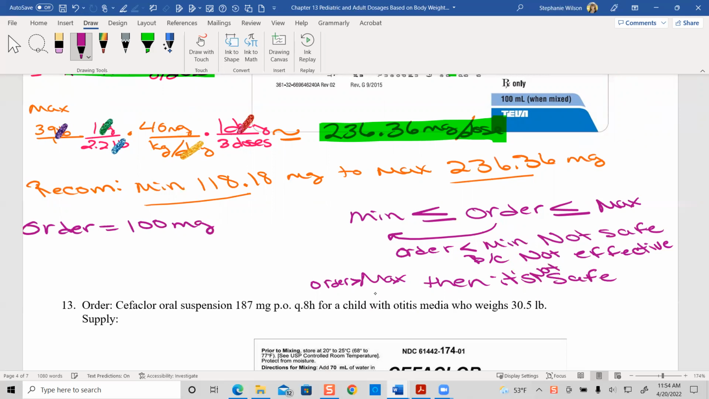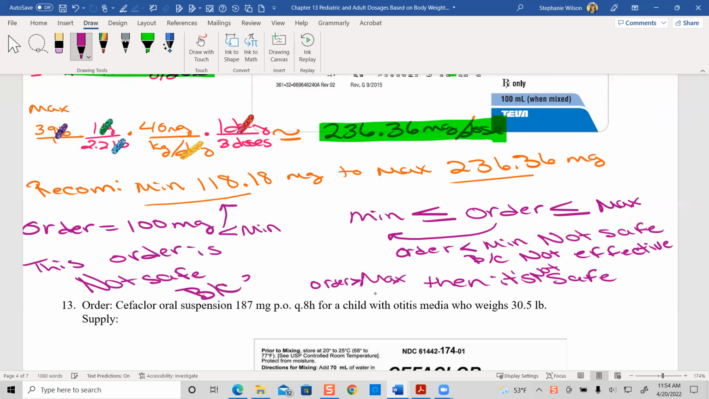Okay, so let's look at it. The order here is 100 milligrams. If you notice, the order is actually less than the minimum. So this order is not safe because it's not effective, not enough. So you're going to have to go talk to the person that wrote the order and do some research before you administer the drug. So you definitely want to go back to the person that prescribed the order to have clarification and to find out the best measures for this patient. Thank you.